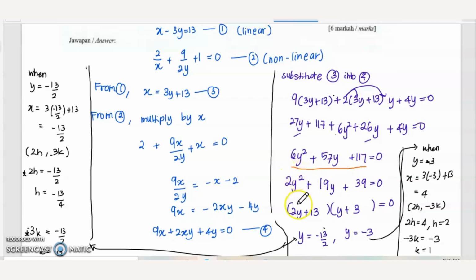Okay, so kalau you buat (2y + 13)(y + 3) as a factorization ni, bila you expand, you akan dapat this equation. Padahal equation you asal kat sini. So, apa-apa pun, before you do the factorization using calculator, simplify dulu. Simplify. So, I bahagikan dulu dengan 3. Okay, bahagikan dengan 3.